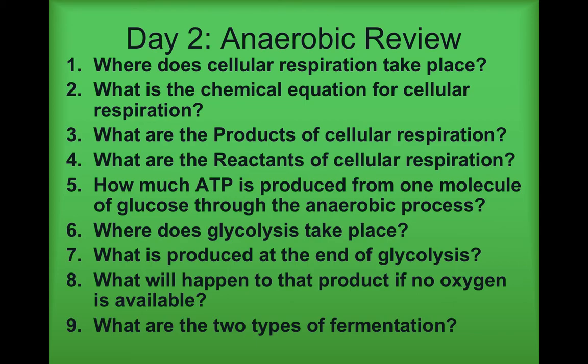Anaerobic respiration. So on both sets, I have the information about cellular respiration because you're going to have to know what cellular respiration is and the chemical equation. You're going to have to know the products and reactants, okay? You'll also need to know the main key points about anaerobic: how much ATP is produced, where does glycolysis take place, what is produced at the end of glycolysis, and what will happen to the product if no oxygen is available. That is fermentation and the two types of fermentation. Please take a look back at your notes on that material. This unit really, in my opinion, is a lot of recall on the facts. So please make sure you look back at that material.